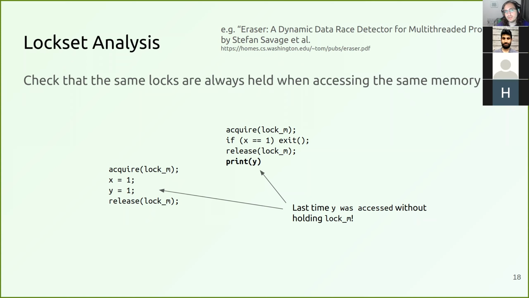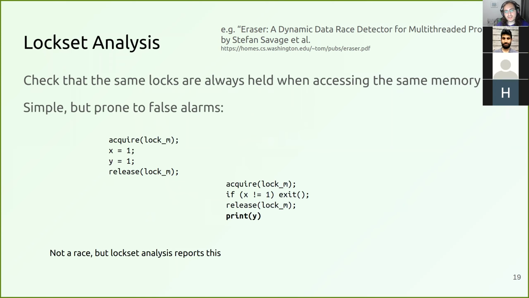So the lockset analysis will just say, hey, this access to y, there might be a race. This is a very simple way to find data races. But the problem is that this is actually very prone to false alarms.